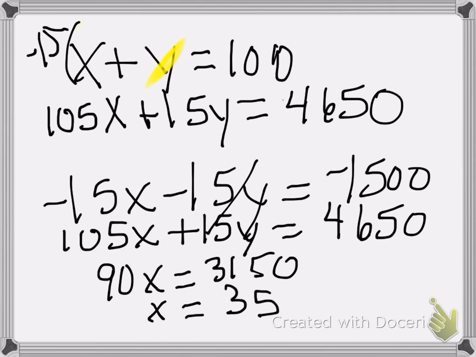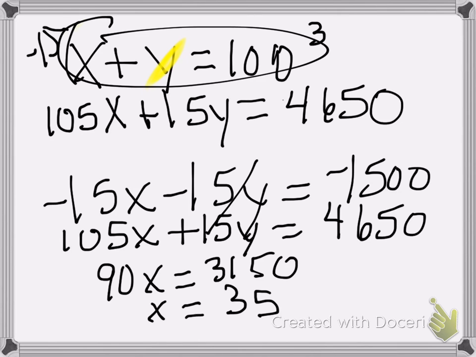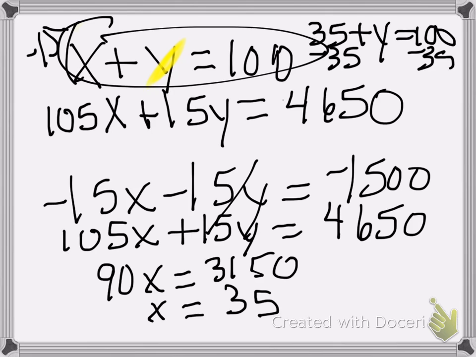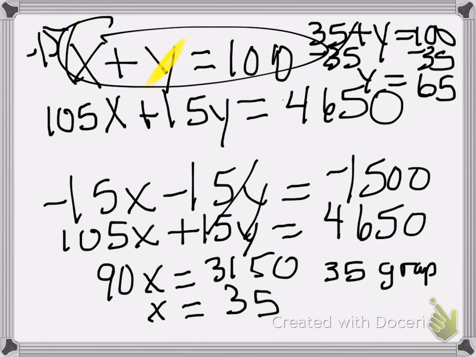Then I have to find the other. I need to know how many of the other kind we have, so I just have to plug it in. That plugs into this right here, and that's going to be 35 plus y equals 100. Then I'm going to subtract my 35 from each side, and that gives us y is equal to 65 of the cheap ones. So you've got 35 graphing and 65 scientific. That's how many, how much, and that's problem solving.